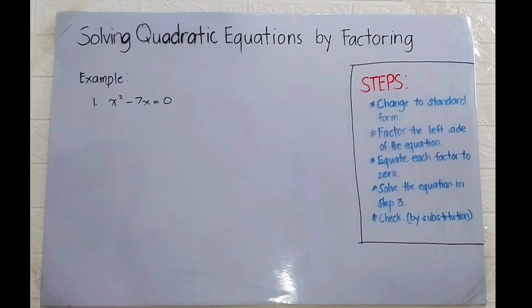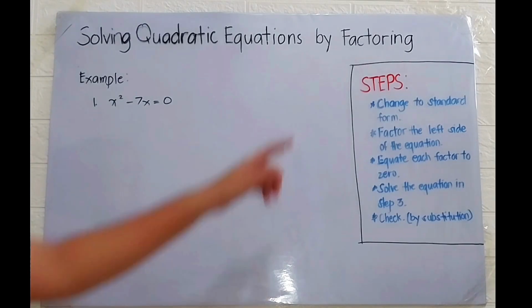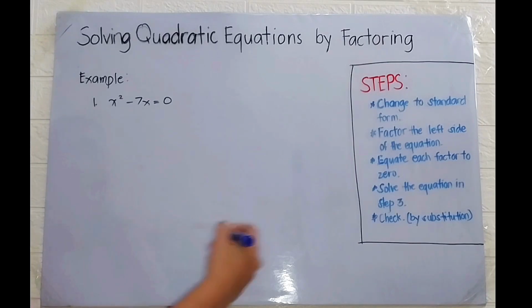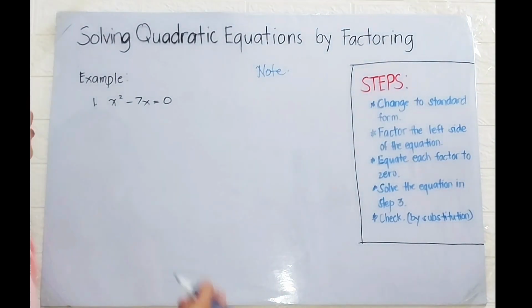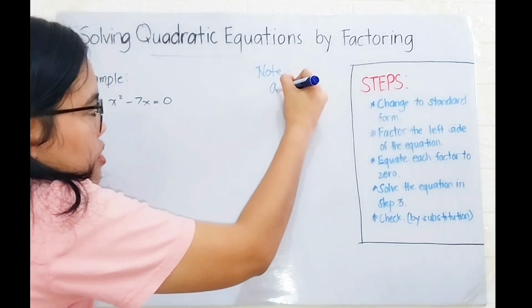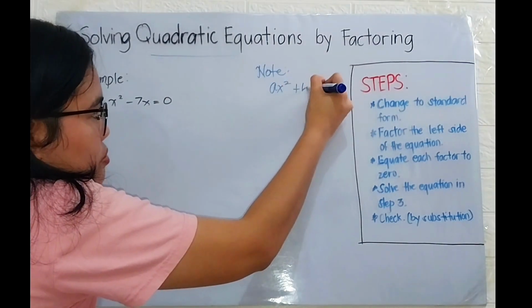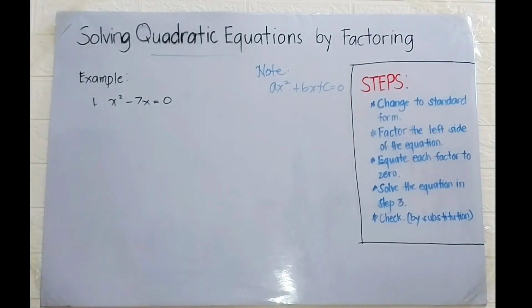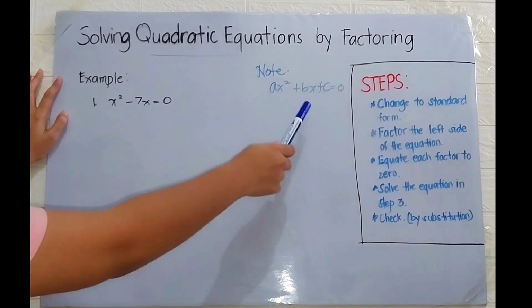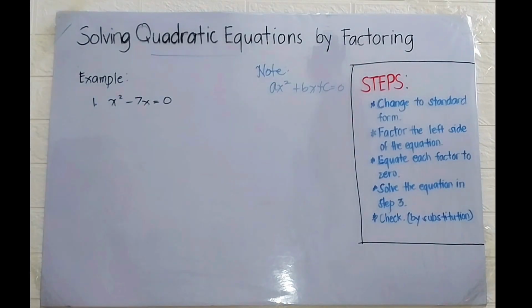So let's recall what is the standard form of a quadratic equation. So let's note that the standard form of a quadratic equation is ax squared plus bx plus c is equals to 0. It is very important to rewrite our equation first in the standard form before solving, because it makes your life easier. So let's have the example. We're going to apply the steps here in our first example.